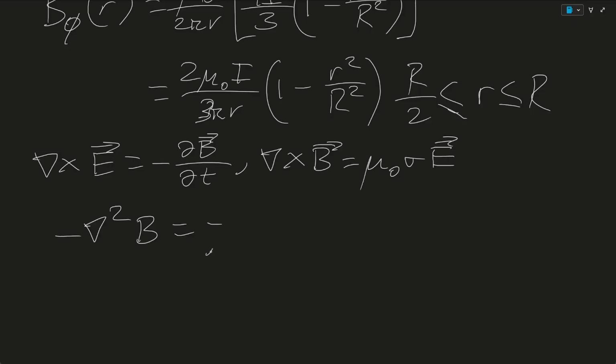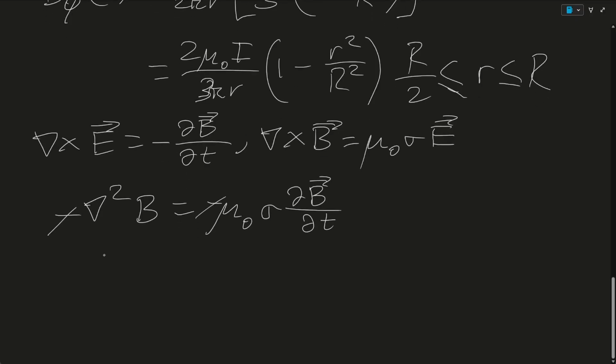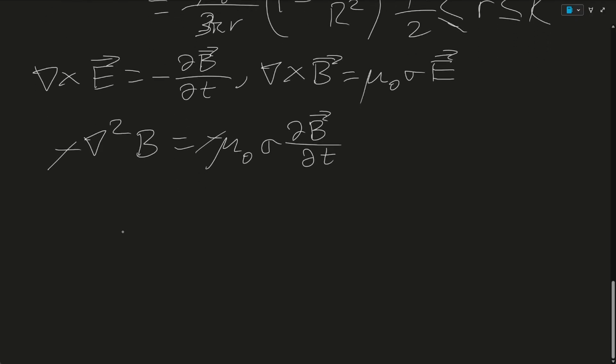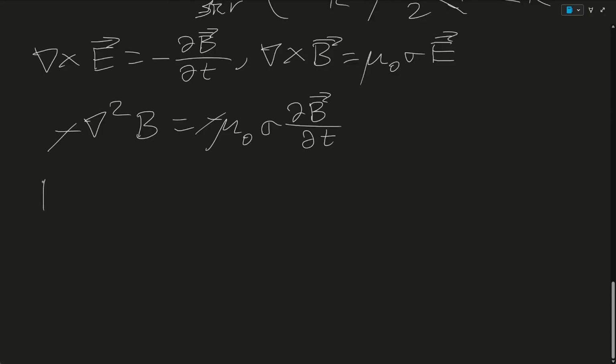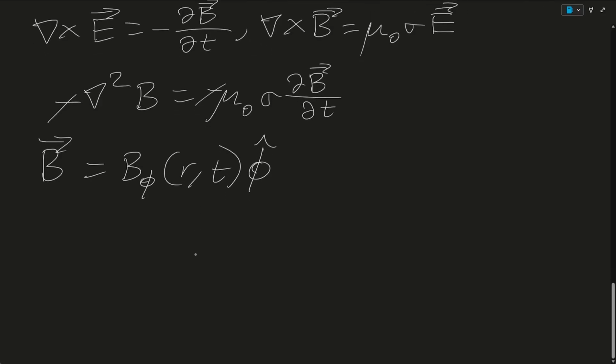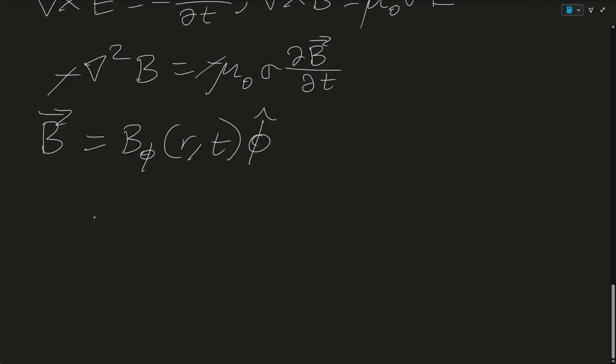There. Mu naught sigma B. Obviously, those would cancel out. And that's wonderful. Now we ought to convert to cylindrical coordinates, which is equal to B phi of r, t, and then our phi normalization vector constant thing on the end.